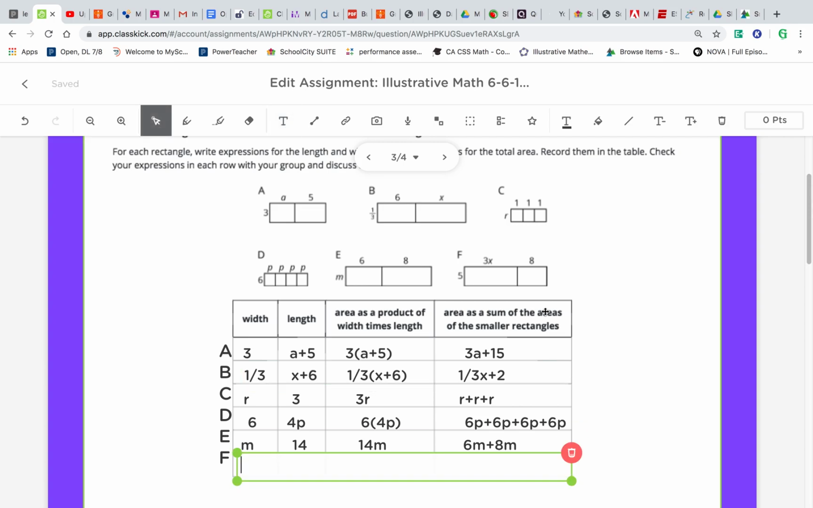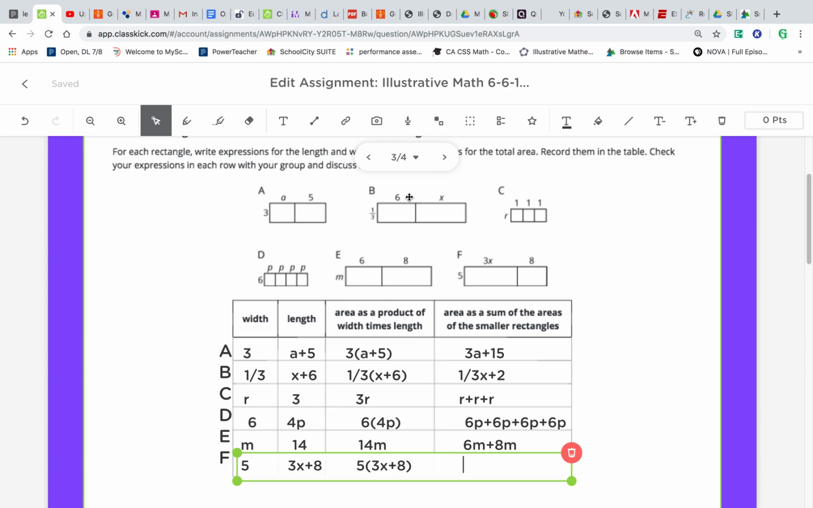All right, one more to go for the activity. For F, we have a width of 5, and then the length is going to be 3x plus 8. See that here? We're adding these two, 3x and 8. They are added together. If we were to take this as a product of width times length, we're going to follow the same way. This one's just going to start to look a little bit more complicated, but that's okay. It's 5, that's the width. Go to our parentheses, and then we're going to enter in the length, 3x plus 8. Close the parentheses. That gets a little bit more involved than maybe we were used to.